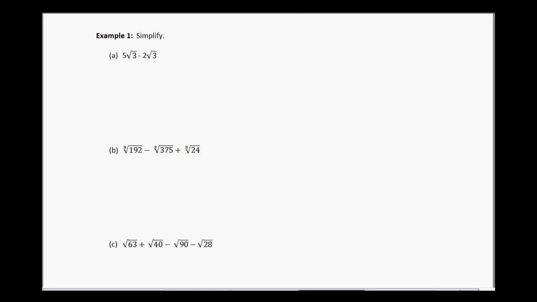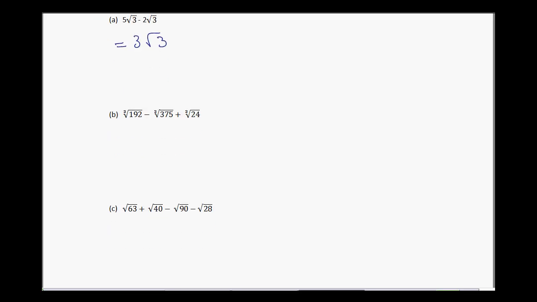Example 1, simplify. 5 root 3 minus 2 root 3. Here we can go ahead and just collect like terms, and we get 5 minus 2, leaving us with 3 root 3. Perfect. Part B. Cube root 192 minus cube root 375 plus cube root of 24. We have the same index right away, but the radicands are different. So we can go ahead and simplify those radicands so that way we can collect like terms.